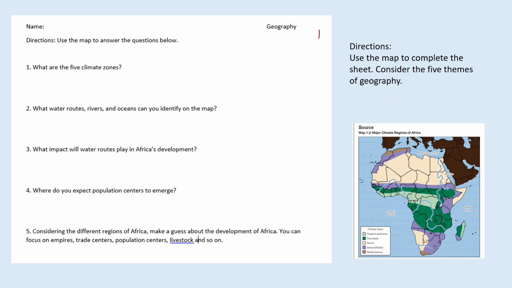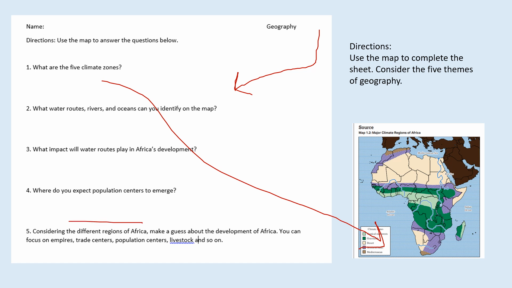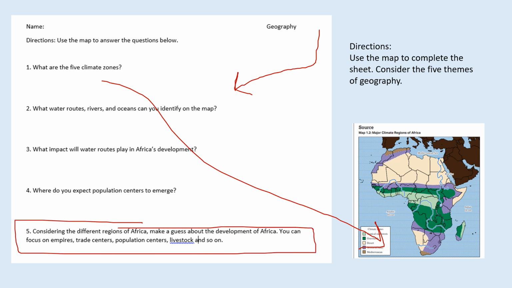You're going to complete this particular sheet right here, some basic information like the climate zones, and occasionally I'm going to ask you to guess. For example, this question right here, crucial: make a guess about the development of Africa. And you want to focus on the different regions because the different regions are going to, again, using the themes of geography, determine how any land mass is developed.